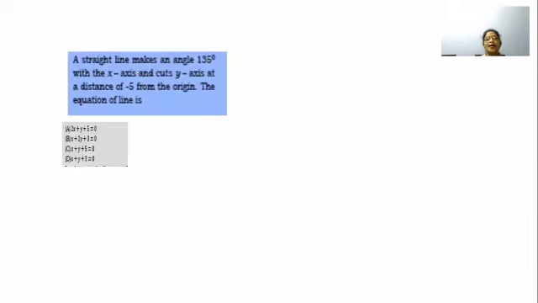A straight line makes an angle of 135 degrees with the x-axis and cuts the y-axis at a distance of minus 5 units from the origin. Then the equation of the line is, which among the following options is the right answer? Okay, you have a straight line. This is the x and y axis I'm writing.